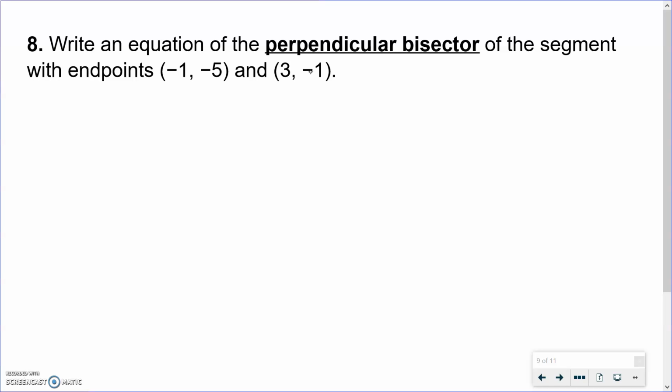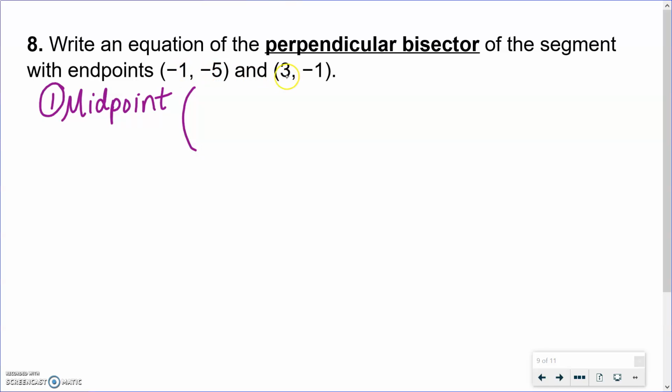Okay, so we're going to go way back to chapter 1 when we started finding the midpoint using the midpoint formula. So midpoint is our first step, because that's going to get us bisecting that segment. The midpoint is going to tell us the halfway point, okay? And so that's a huge piece of what we need to do.